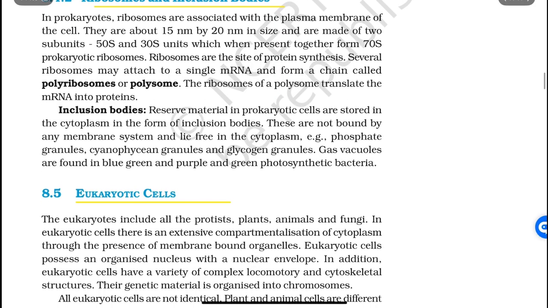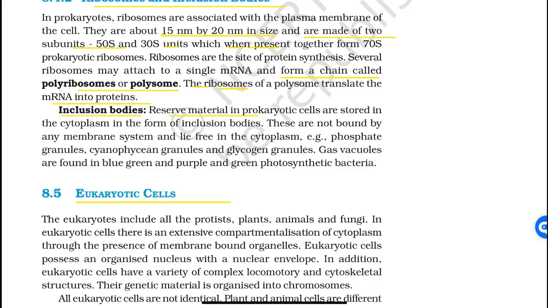Ribosomes and inclusion bodies. In prokaryotes, ribosomes are associated with the plasma membrane of the cell. They are about 15 nanometers to 20 nanometers in size and are made up of two subunits, 50S and 30S units, which when present together form 70S prokaryotic ribosomes. Ribosomes are the site of protein synthesis. Several ribosomes may attach to a single mRNA and form a chain called polyribosomes or polysome. The ribosomes of a polysome translate the mRNA into proteins.